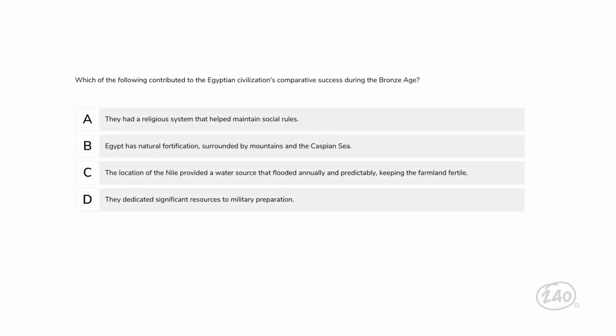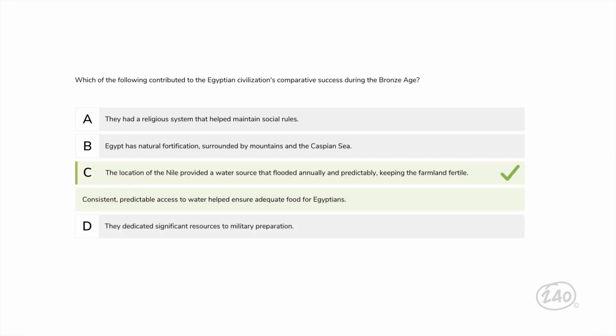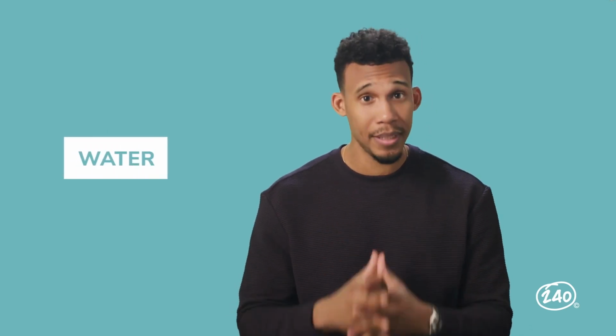Let's look at one about history. We'll stick with that ancient civilization theme that we touched on earlier. Which of the following contributed to the Egyptian civilization's comparative success during the Bronze Age? This is the one we want. Consistent, predictable access to water helped ensure adequate food for Egyptians. Now, social studies exam pro tip. Water is a big deal.